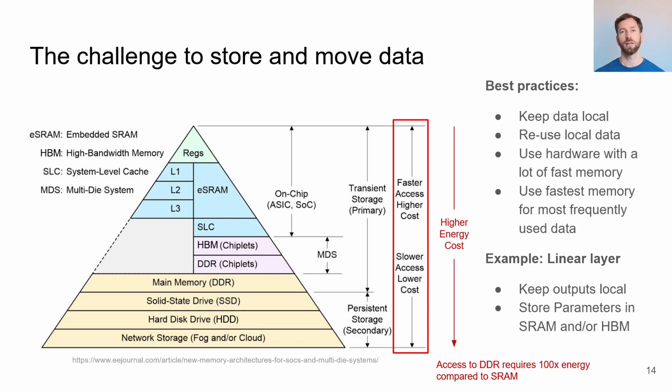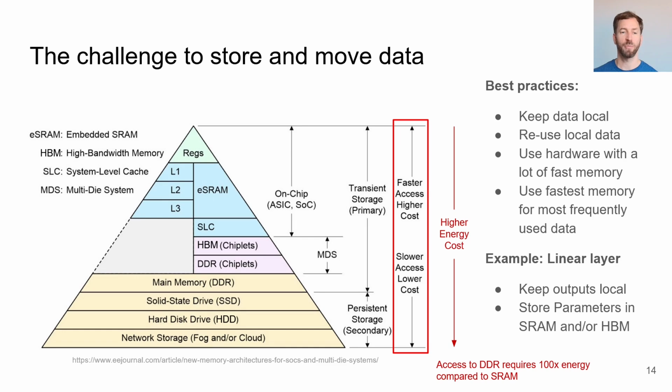Let's, for example, compare the power consumption of SRAM compared to DDR. So SRAM requires 100 times less power. Now let's have a look how a linear layer is executed in such a memory hierarchy. So usually the outputs of a linear layer are kept local and the input activations and parameters are kept in SRAM and or HBM. Overall, the size of fast memory determines the size of models that you can deploy.